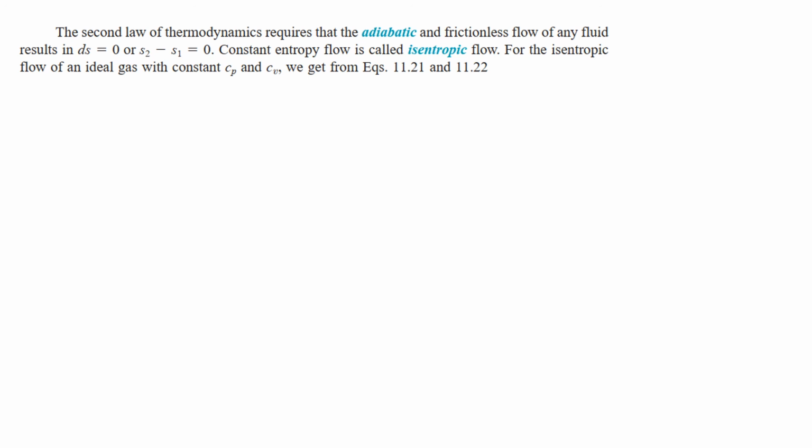So the second law of thermodynamics requires that the adiabatic and frictionless flow of any fluid results in a zero change in entropy. That means that S2 minus S1 will be zero. That is according to the adiabatic and frictionless flow of any fluid in the second law of thermodynamics. And constant entropy flow is called isentropic flow. We are already familiar with that term. And for isentropic flow of an ideal gas with constant Cp, Cv, we get equations 11.21 and 11.22 that we derived for the change in entropy S2 minus S1 at constant specific pressure and constant specific volume.